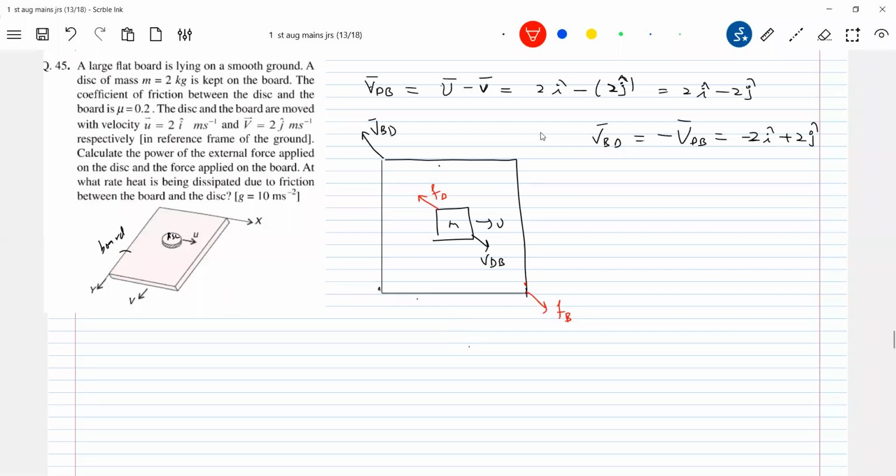So what is the magnitude of friction? F is equal to the magnitude of both FD or FB. This should be equal to how much? Mu is how much? 0.2 into 2 into 10. That is 4 Newton.